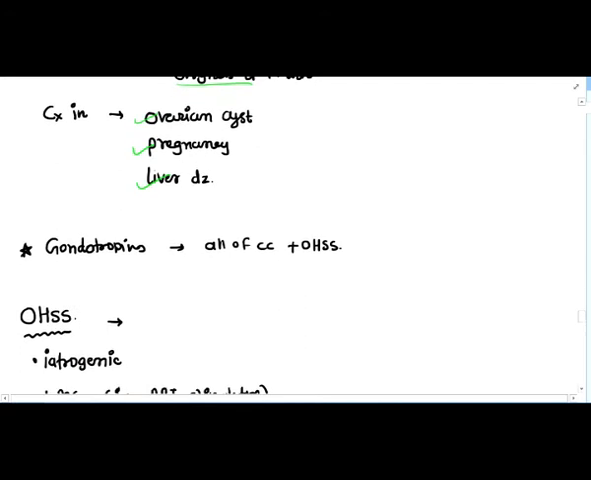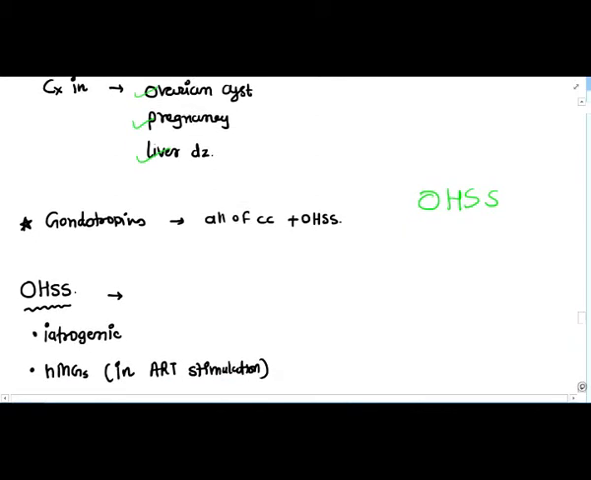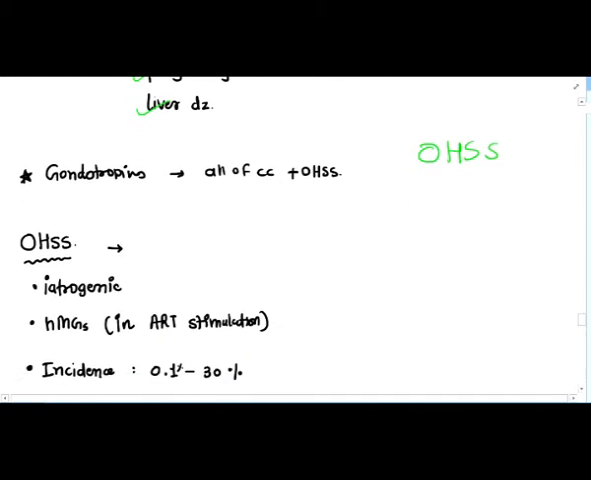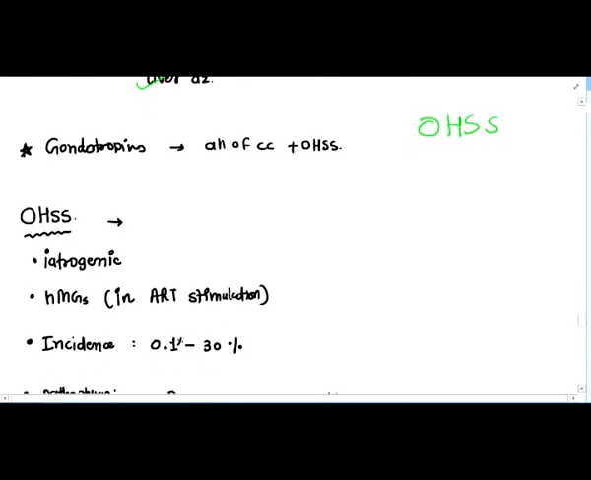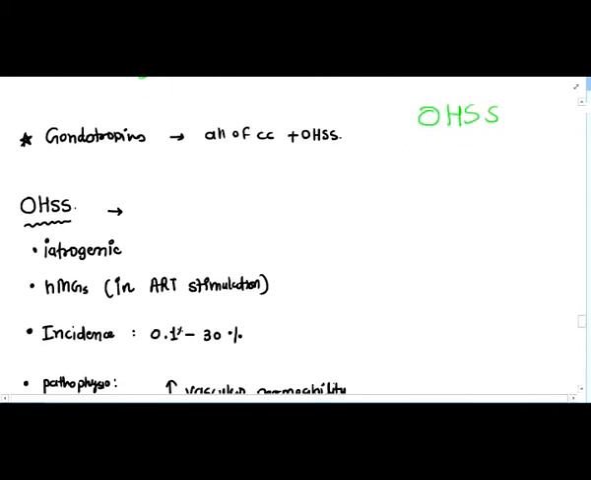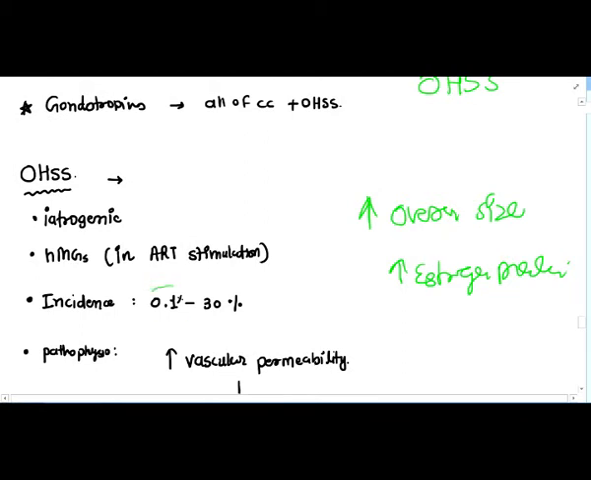These gonadotropins, that is FSH and LH, have a very severe side effect of OHSS, ovarian hyperstimulation syndrome. Now what is OHSS? It is very important to know this. It is an iatrogenic complication induced by drugs. There is hyperstimulation of the ovaries, with a marked increase in ovarian size and estrogen production. The incidence of OHSS is 0.1 to 30%.